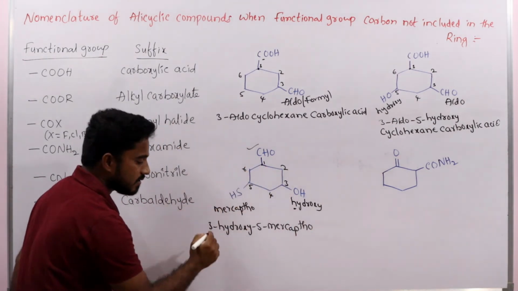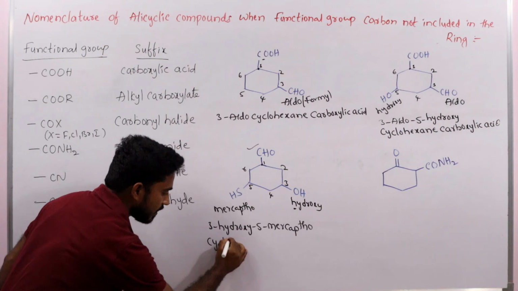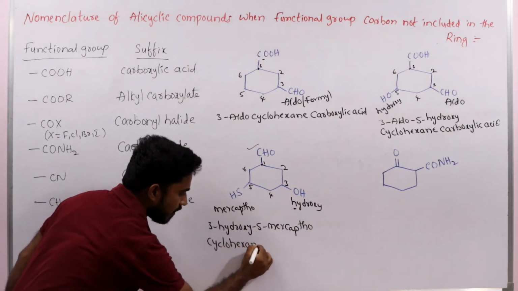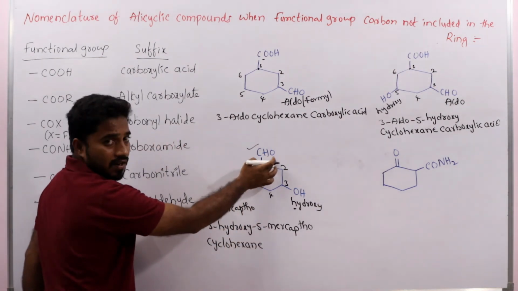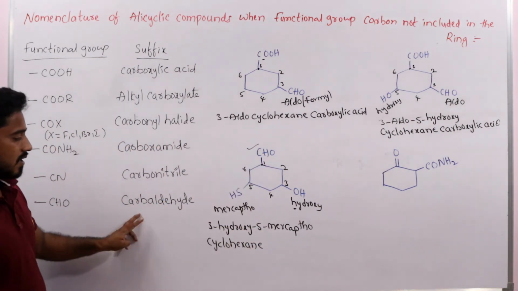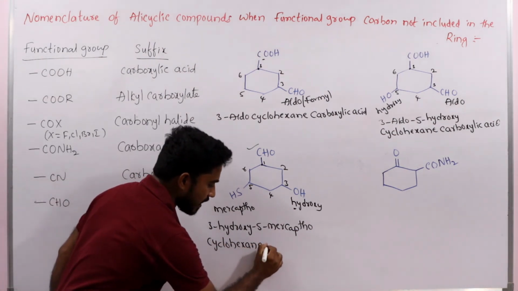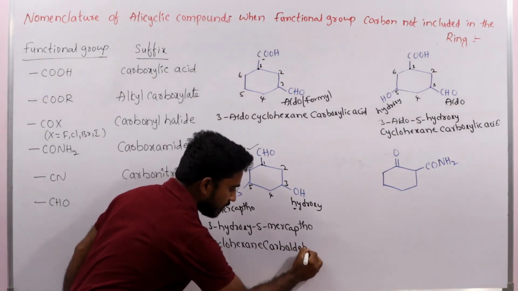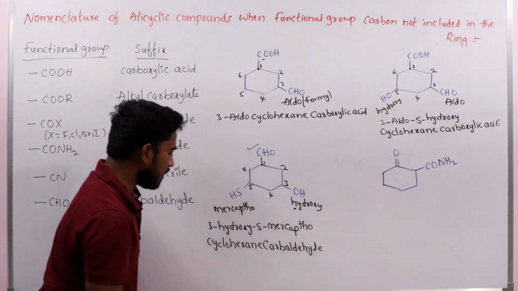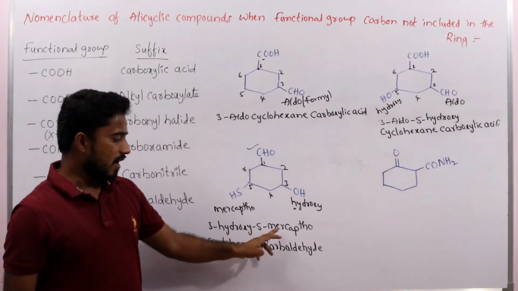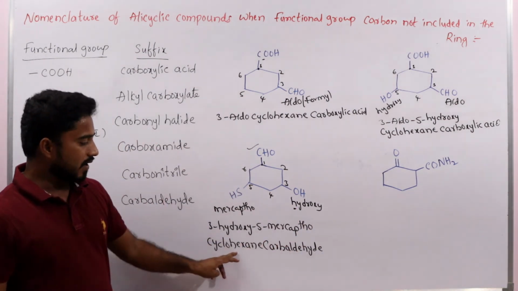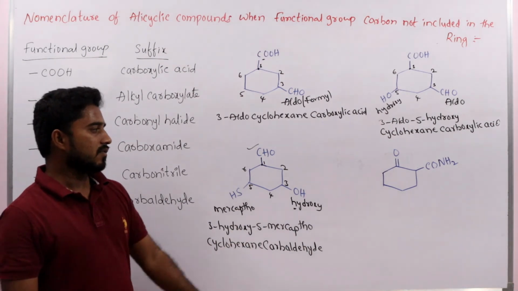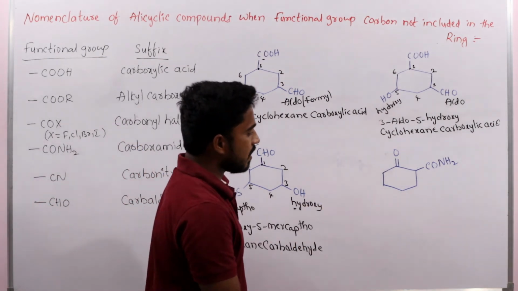Okay, cyclohexane is a ring. That's why cyclohexane. Okay, for CHO, which suffix we have to use? Carbaldehyde. Cyclohexane carbaldehyde. Okay, 3-hydroxy 5-mercapto cyclohexane carbaldehyde. So let us see this example.